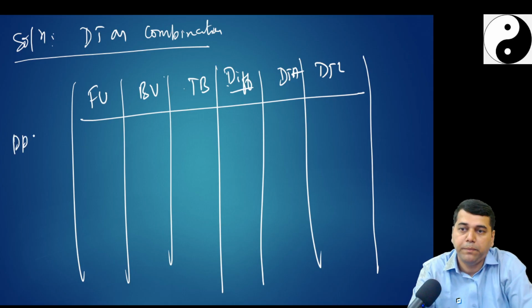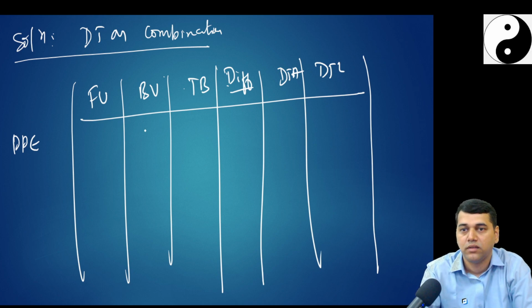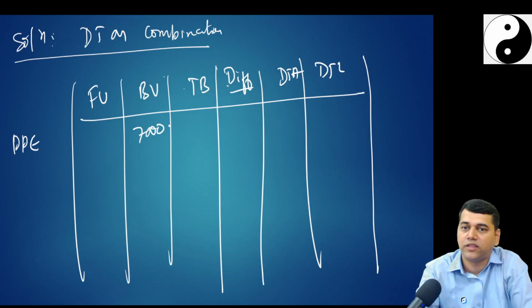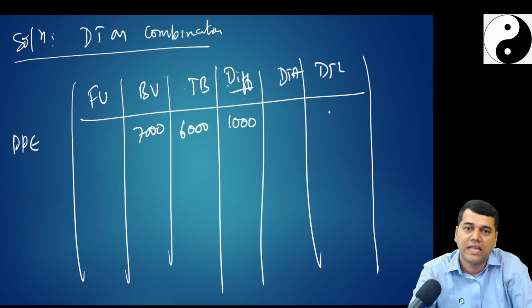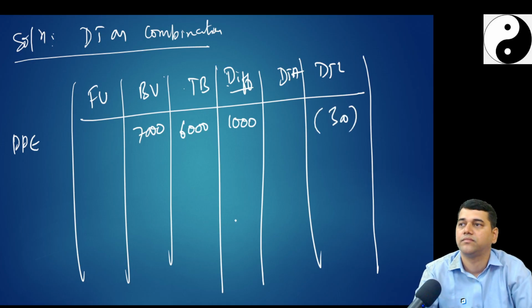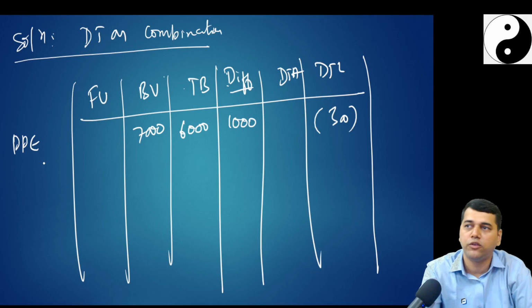What is my PPE? First I will focus on what is existing. What is the book value? 7,000. Tax base 6,000. Difference is 1,000. On this, deferred tax asset or liability? Liability 300. Then they said for all other assets, tax base and book value are the same.